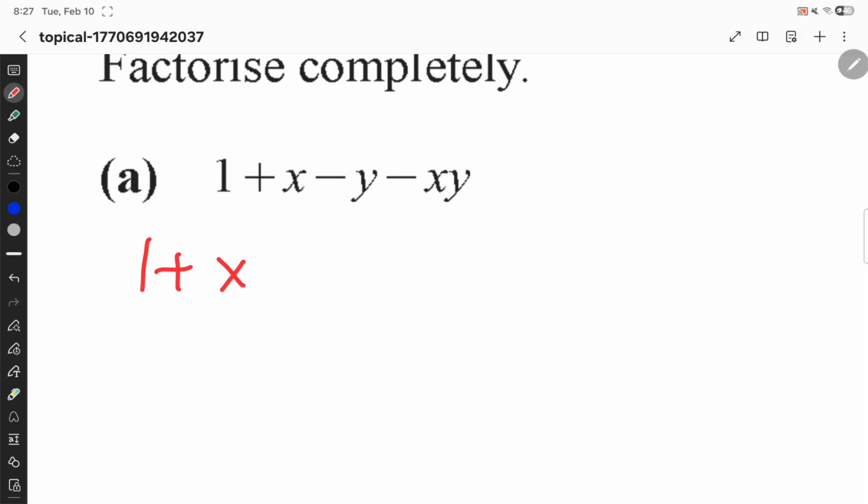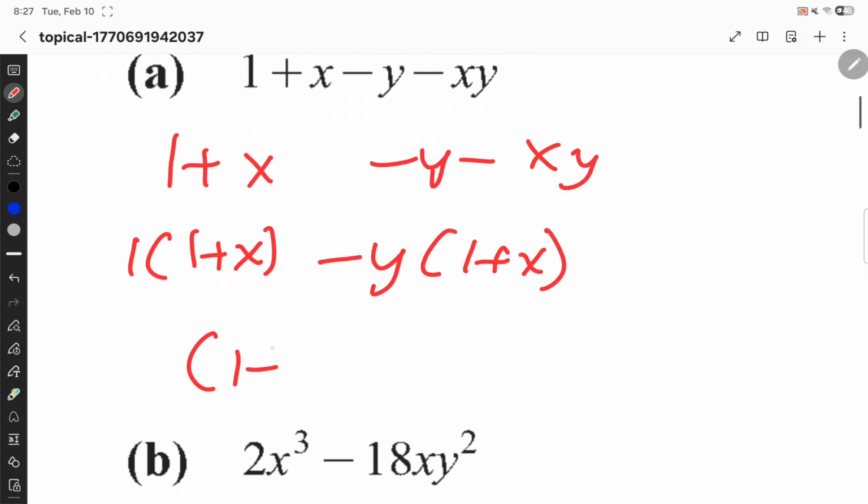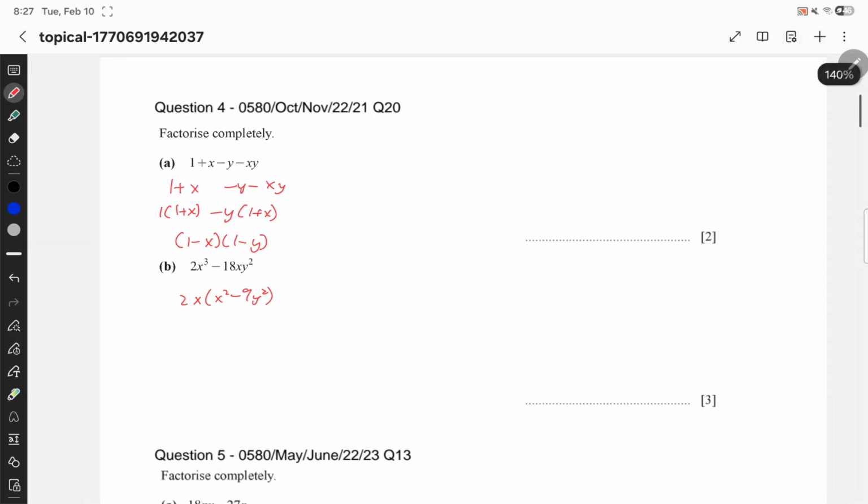1 plus x, and here 1 is common, and negative y, negative xy. Here I'll use the same. Have this and ask myself the question, what should be the outside, and the answer would be negative y, and I can just add the outsides and boom.